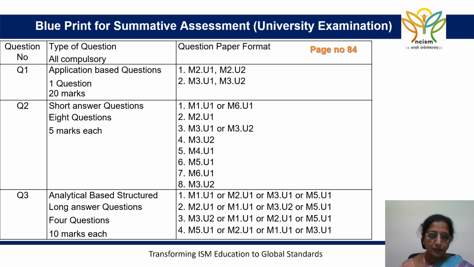Coming to question 1, that is application based questions. It can be asked from module 2 or module 3 as specified. Coming to short answer questions, 5 marks each. These need to be asked from the modules specified. Coming to question number 3, long answer questions. 4 questions need to be asked. Each carries 10 marks and should be asked from the modules specified in the syllabus.